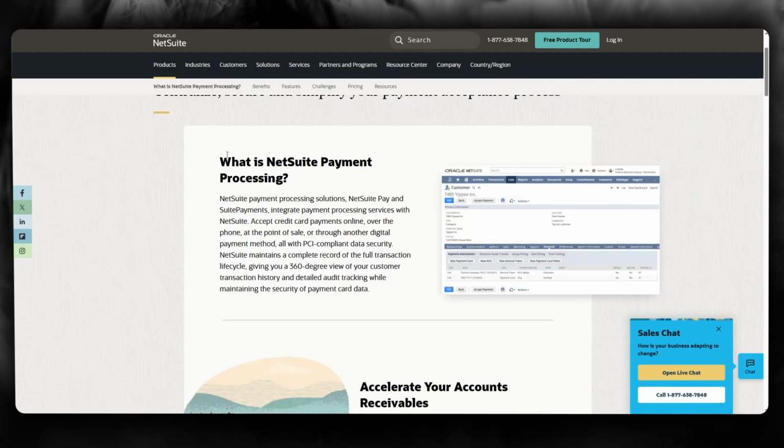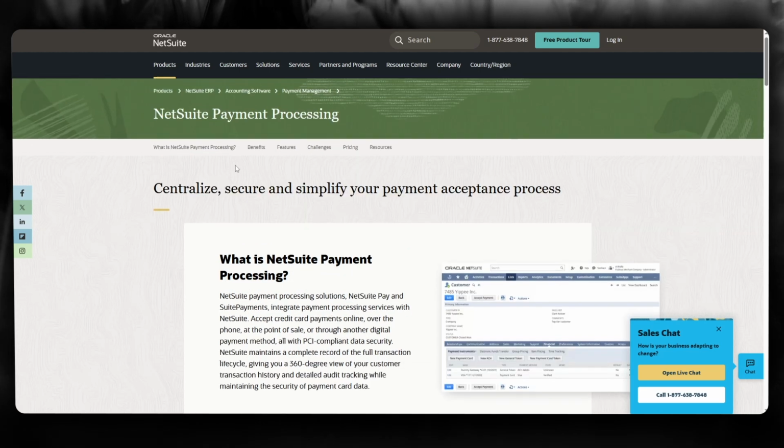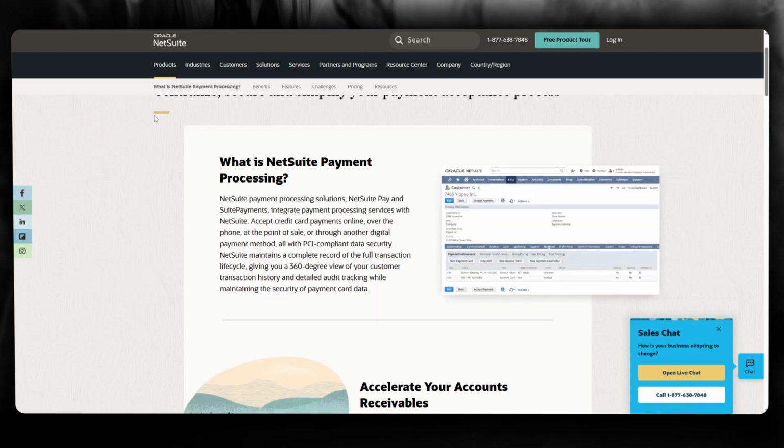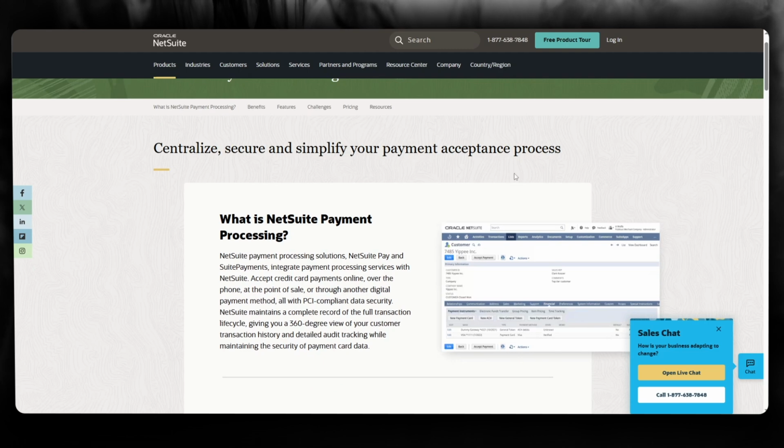Now, NetSuite is a pay platform where you can process all of your business communications and payments. So, if you want to go ahead and pay your bills, NetSuite has a payment processing holder for that, where you can centralize, secure, and simplify your payment acceptance process.